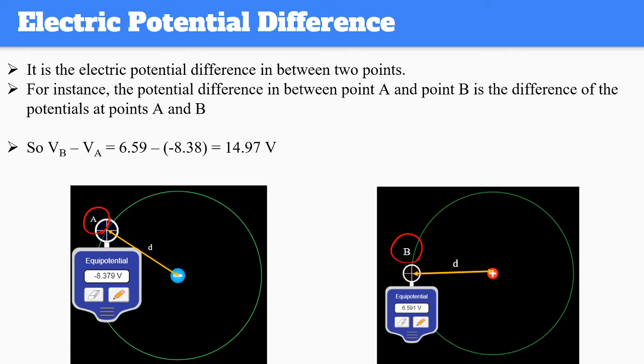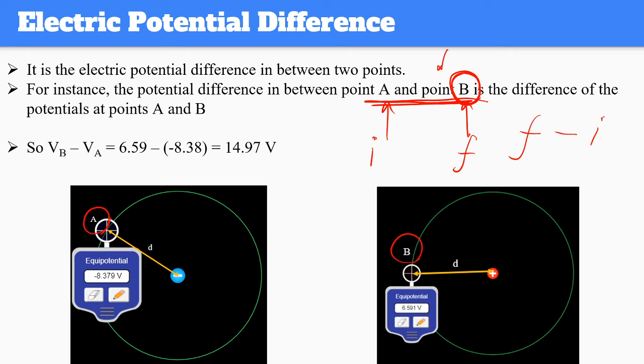What does that mean? There's an important part over here. It says potential difference from point A to B. So the second point that we use is considered final, and the first one that we use is considered initial. So the difference is always found as final minus initial. That's why the order of points is important.